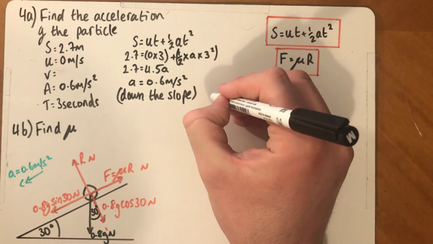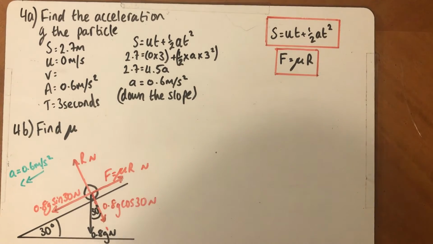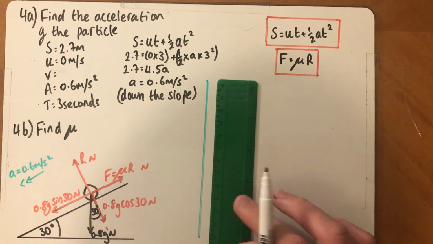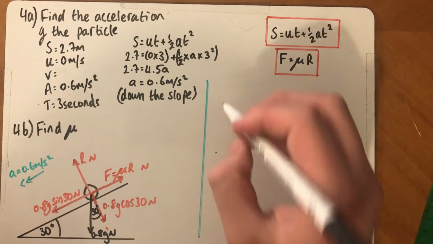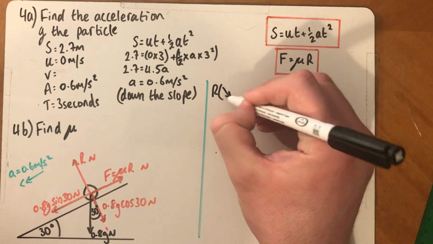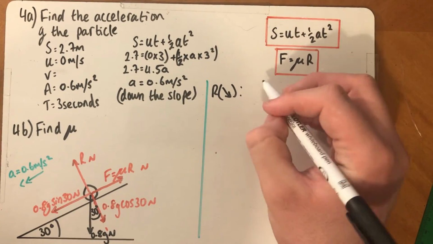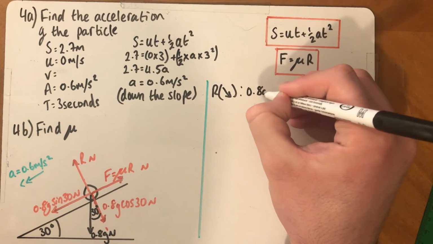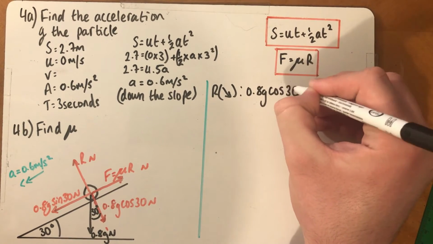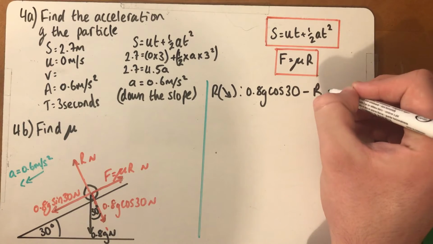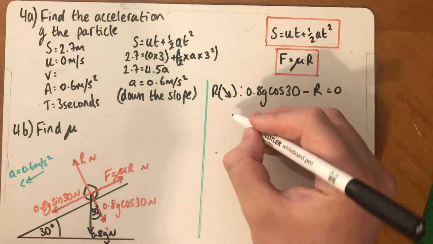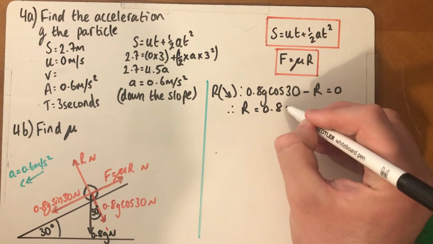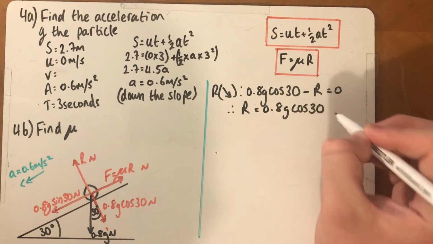So what we can start to do now is resolve our forces. First thing we can do is resolve perpendicular to the slope. I'm going to be resolving into the slope, taking this direction here into the slope as positive. So we have the component of the weight acting perpendicular to the slope, which is 0.8 G cos 30, minus that normal reaction R, is equal to 0. We can therefore say, by adding R on both sides, R is equal to 0.8 G cos 30.